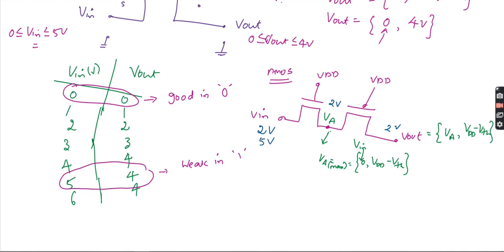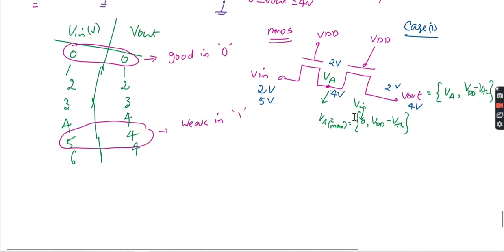Now let me check 5 volt. What about the 5 volt now? If I give 5 volt, the VA I will get as 4 volt only. But what about the Vout here? I will get 4 volt only. So when you are connecting the pass transistors in series, in cascade connection, there will be no additional effect. Yes, I hope you might have got it. But this is case 1, correct? Let me go for case 2.